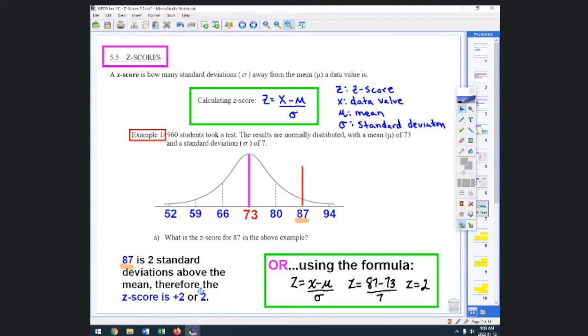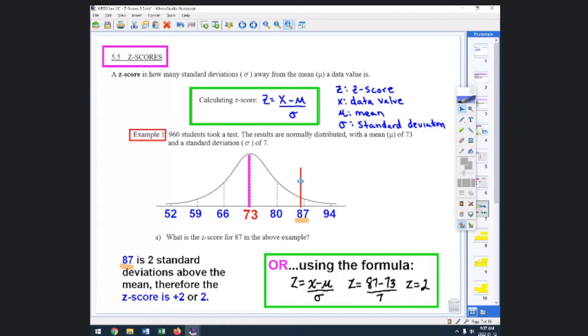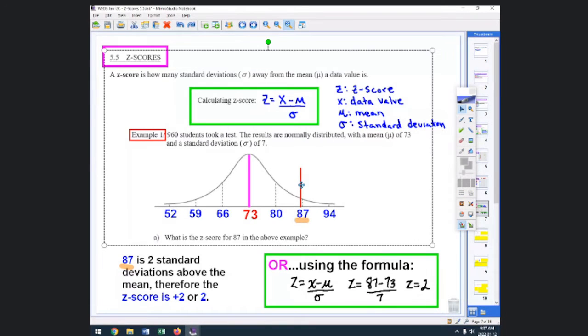So you might say, can I just use my knowledge here? You absolutely can. The problem is I could be talking about a z-score that's in here somewhere, or here, or over here. It might not actually be on a number that I know. And that's fine because I have this nice little formula that I can use.